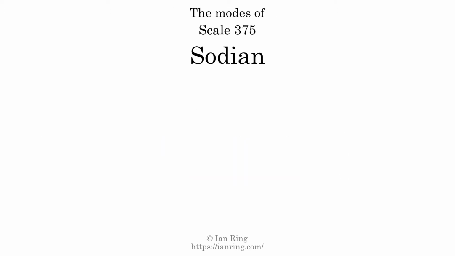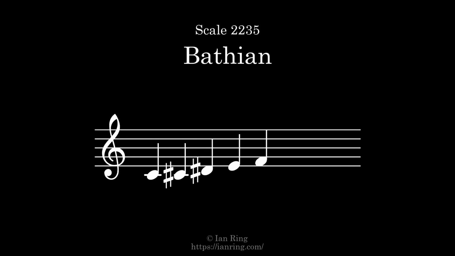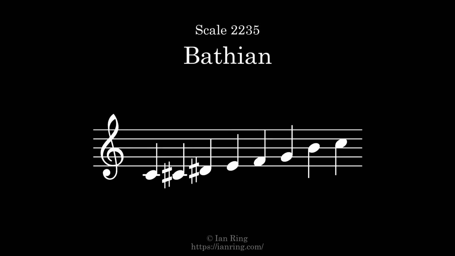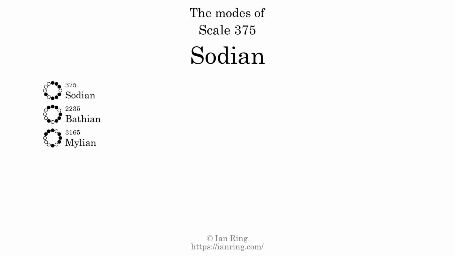This scale has 7 modes. The first mode is itself. The second mode is scale 2235, also known as Bathian. It sounds like this. The third mode is scale 3165, also known as Malian. It sounds like this.